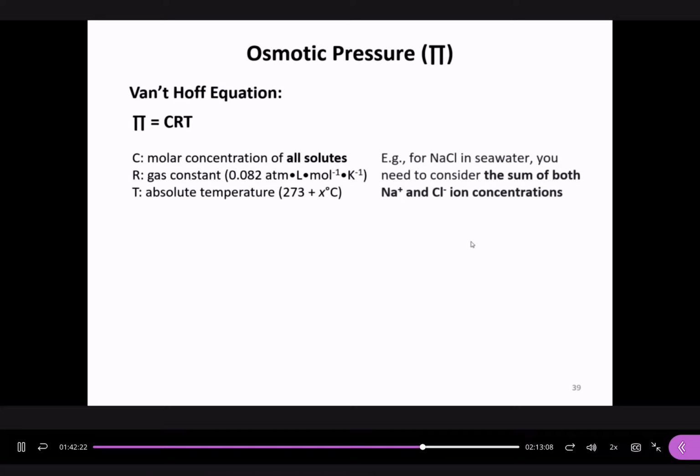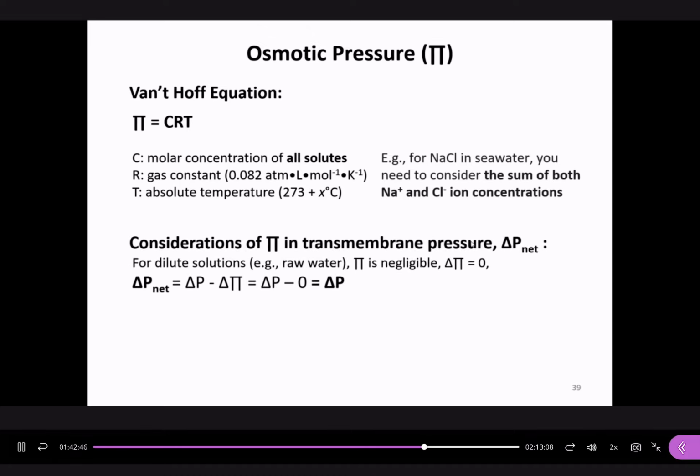And how can we calculate osmotic pressure? We have an equation, the van 't Hoff equation. This is very similar to the ideal gas law. Look at the equation very carefully: concentration, the molar concentration of all solutes. For example, for sodium chloride in seawater, you need to consider both sodium and chloride ions, all ions, molar concentration, times R, the gas constant, and temperature, absolute temperature, Kelvin. For dilute solutions, pi is negligible because C is very small. The osmotic pressure is almost 0. But for our seawater, salty water, you cannot ignore it. For a dilute solution, the net pressure equals delta P minus 0, which is delta P. For example, our surface water, river water, the osmotic pressure is very low if you calculate. For a concentrated solution like seawater, pi is not negligible. Net applied pressure is delta P minus delta pi.